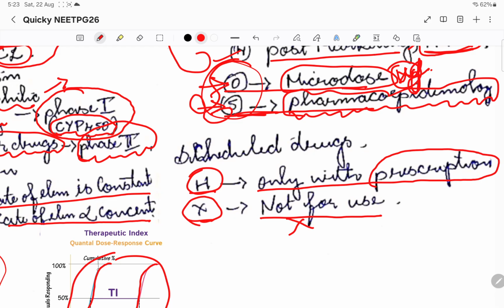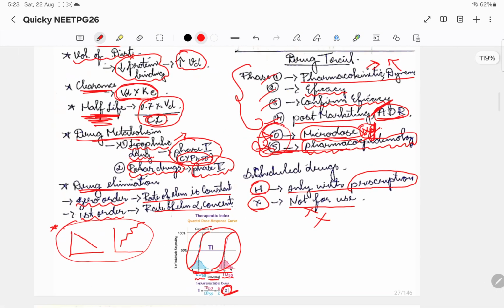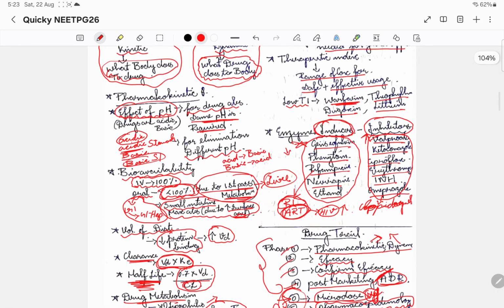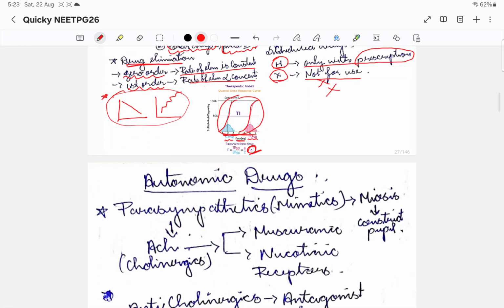There are many other types of schedule. If you are interested, please study that, but for your information, just before your exams, please remember H and X, where H is with prescription and X is not there, dead. X, so no use, not for use. So this is the basics of general pharmacology you should know.